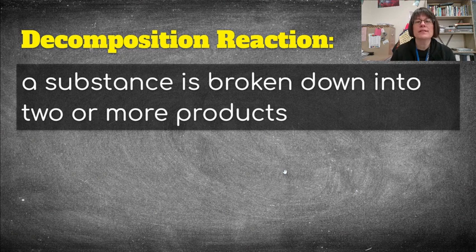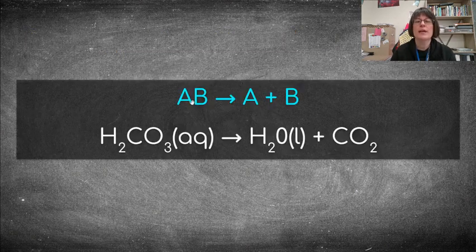The opposite of a synthesis reaction is a decomposition reaction. This is when a substance is broken down into 2 or more products. So here we have AB yields A plus B. This is actually carbonic acid. It's aqueous, it's in water, so that's how I know it's an acid. It yields H2O, water, plus carbon dioxide. It is breaking down, and that is why that is a decomposition reaction. When something decomposes in nature, it breaks down. So that might help you remember that.